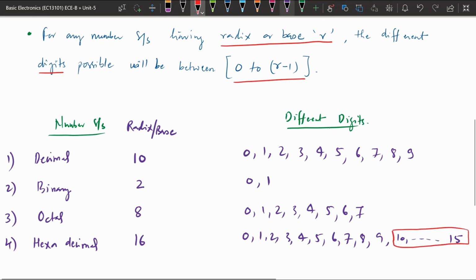But the numbers ranging from 10 to 15 are given a different code. In hexadecimal, 10 is represented by A, 11 by B, 12 by C, 13 by D, 14 by E, and 15 by F. So the digits are 0, 1, 2, 3, 4, 5, 6, 7, 8, 9, then A, B, C, D, E, and F. This is how the different digits of the number system are defined.